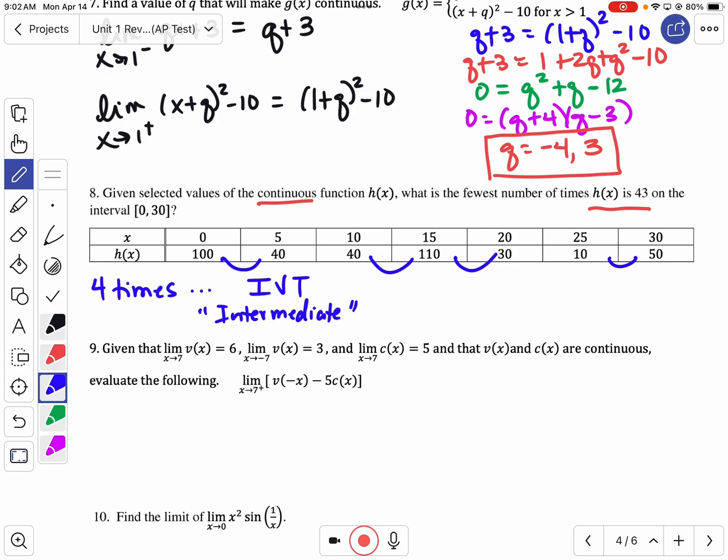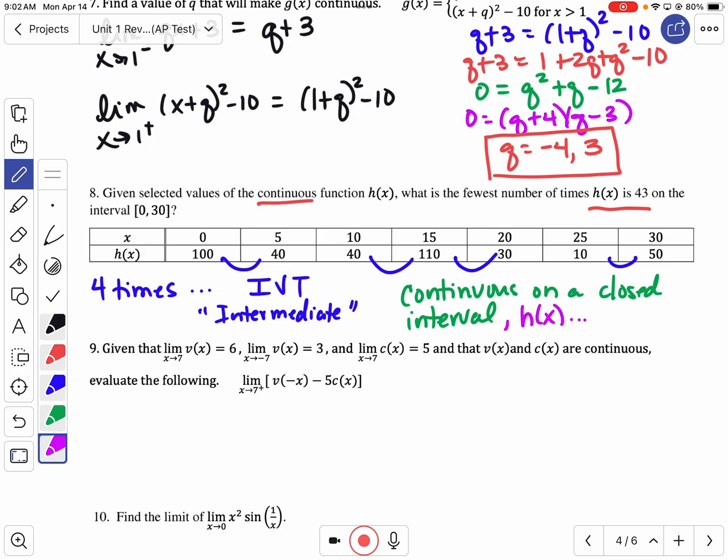All right, the intermediate value theorem works when we have something that is continuous on a closed interval. It applies to both the function itself and its derivative if I know the derivative values. So it works on both, but we'd have to know those values to be able to find it. That is your intermediate value theorem.